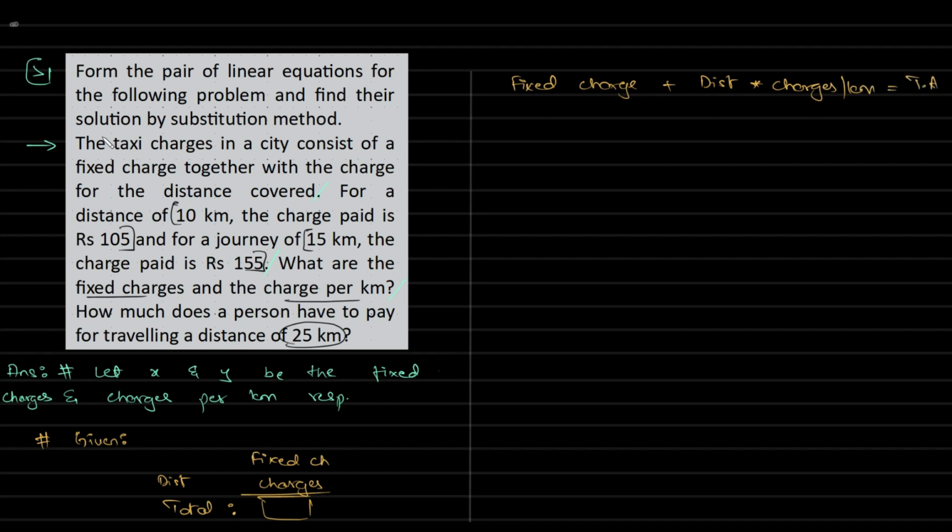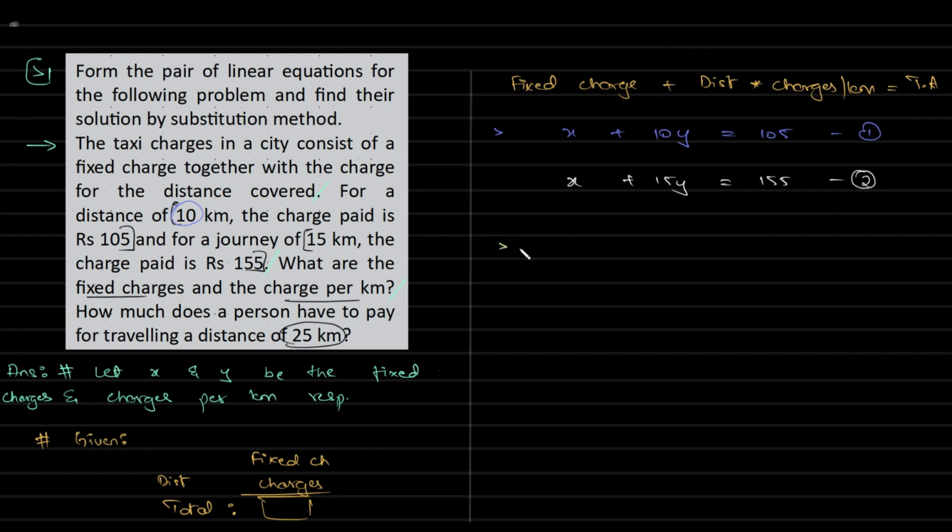So the very first equation: fixed charge is x itself because it's fixed, we can't change it. Distance, in the first case, is 10 times the charges per kilometer, that's y, being equal to the total amount 105. That's my equation 1. And the second one: the person travels 15 kilometers paying an amount of 155, and that's my equation 2.